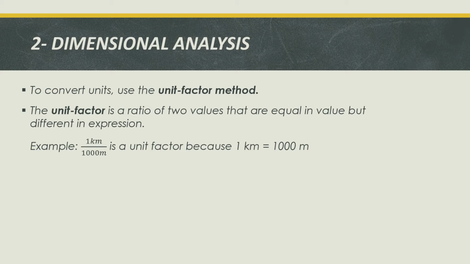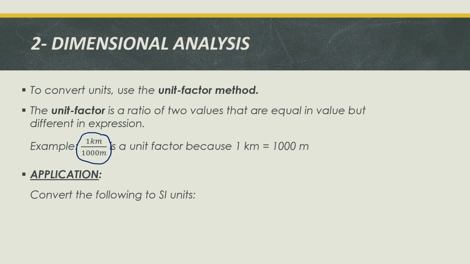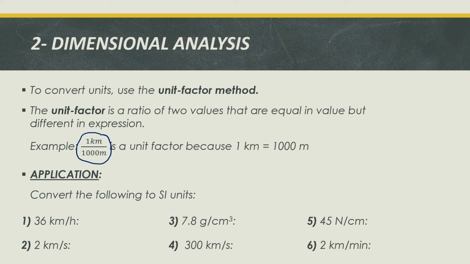So if I write the ratio 1 kilometer over 1,000 meter, as you can see over here, you are simply using 1 unit. This is the unit factor. Now, whether I use it 1 kilometer over 1,000 meters or 1,000 meter over 1 kilometer, this all goes back to what I need it for. And we'll check that in an application. For example, convert the following units. I'm going to choose 1 unit out of these units and you can continue with the others.